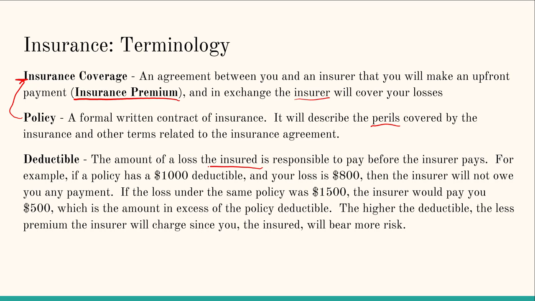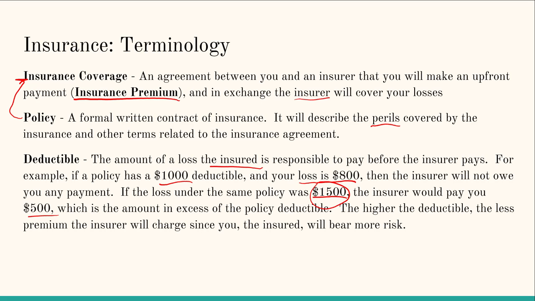Here's another example. If the deductible is $1,000 and your loss is $800, then the insurer will not owe you any payment because the first $1,000 of loss you are responsible for. So if the loss is only $800, then you're responsible for the entire $800. However, under the same policy, if the loss is $1,500, then the insurer would only pay $500 because again, you're responsible for the first $1,000 of this loss.